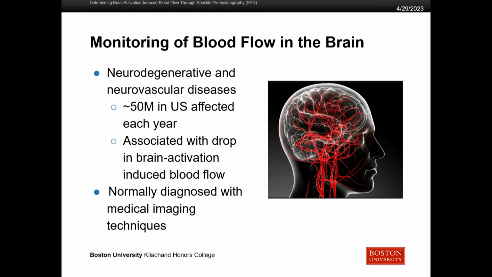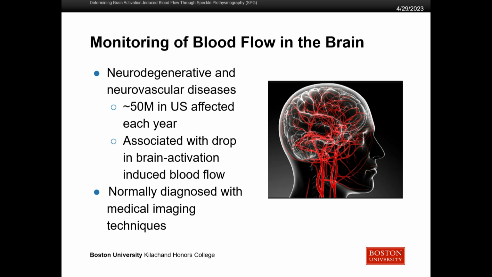To start off, the motivation behind our work is neurodegenerative diseases such as Alzheimer's or dementia, and neurovascular diseases such as a stroke. Combined, these two types of diseases affect about 50 million Americans each year. We also know that they're all associated with some sort of change in blood flow, usually a drop in brain activation-induced blood flow, which I'll talk more about in a minute.